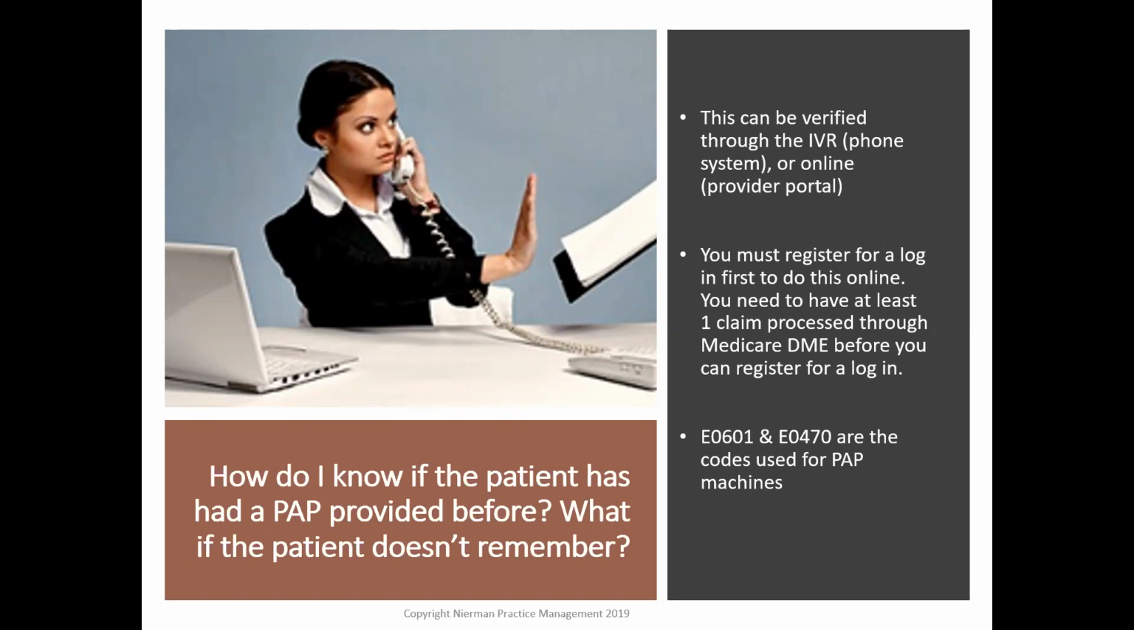verify your identity. So the codes that you're going to be checking against, the one we discussed for the sleep appliance, the E0486, there's two different codes, one for CPAP and one for BiPAP, E0601 and E0470.